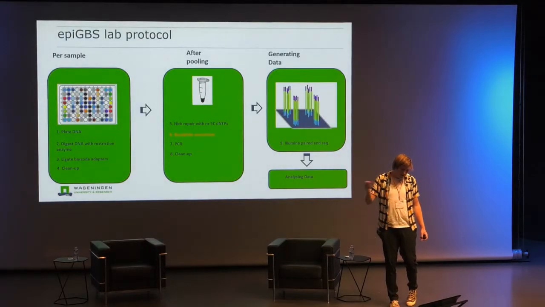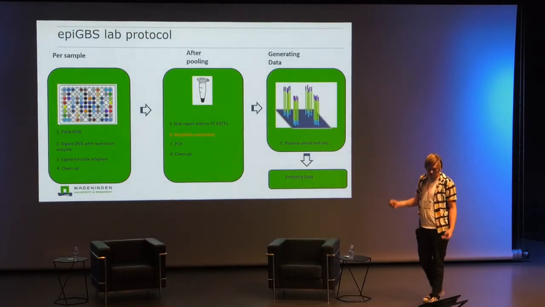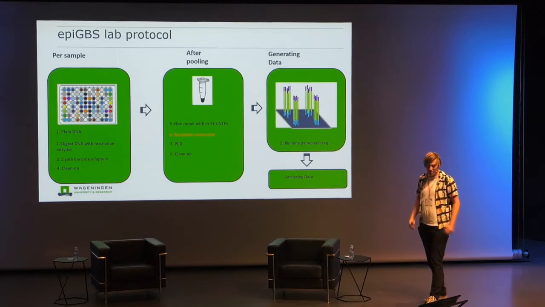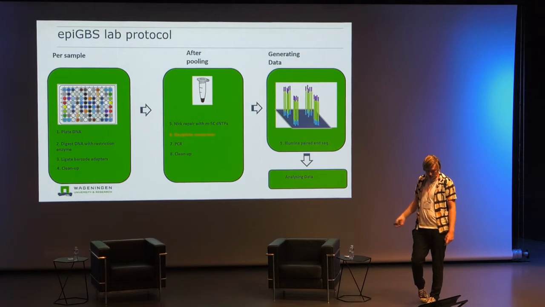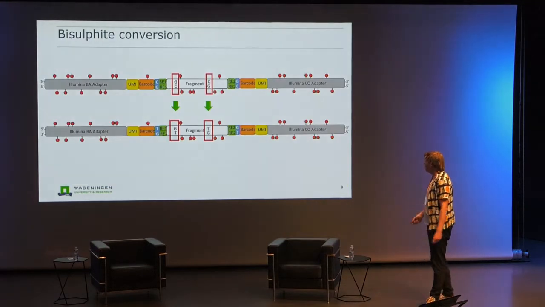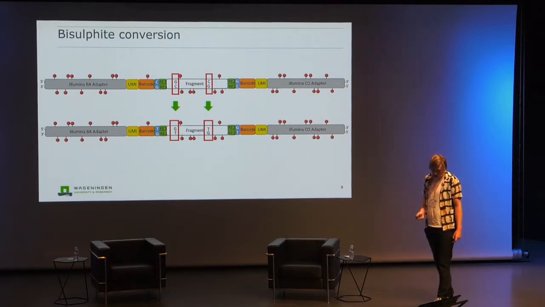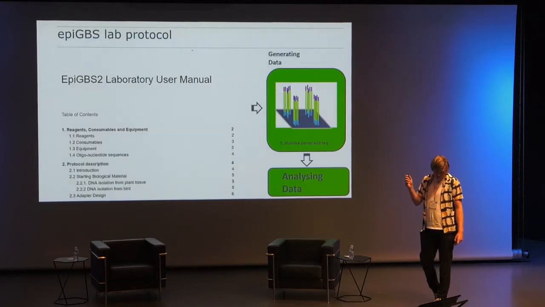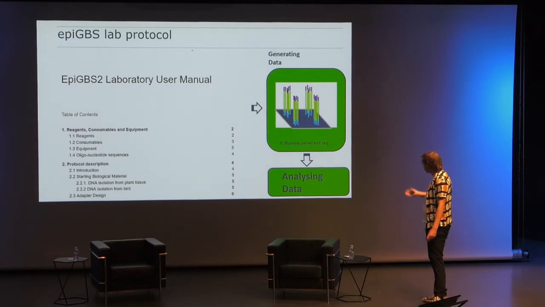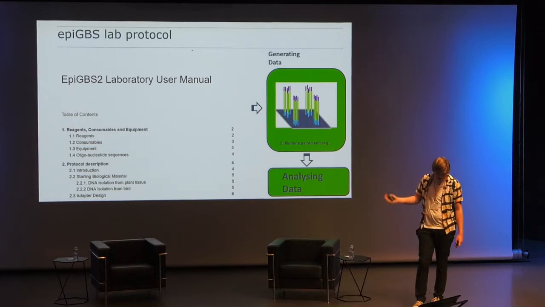After this, there's a cleanup step. There's nick repair to make sure that the restriction sites are working, and then it's bisulfite converted. So this means that all of the unmethylated cytosines are converted to Ts. And then there's another cleanup step, and then you send it out for sequencing.